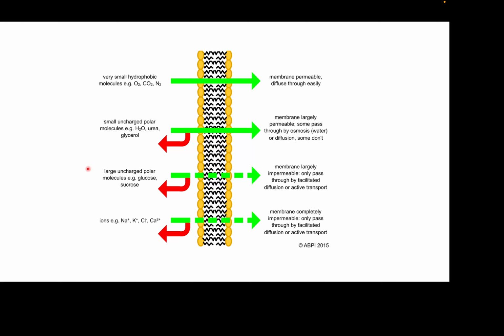It won't be able to pass, so it's impermeable to these molecules and they only pass through facilitated diffusion or active transport, which means we need proteins for the transportation of large uncharged polar molecules. Then ions such as sodium, potassium, chloride, calcium won't be able to pass because the membrane is completely impermeable to these ions. They can only pass through facilitated diffusion or active transport.